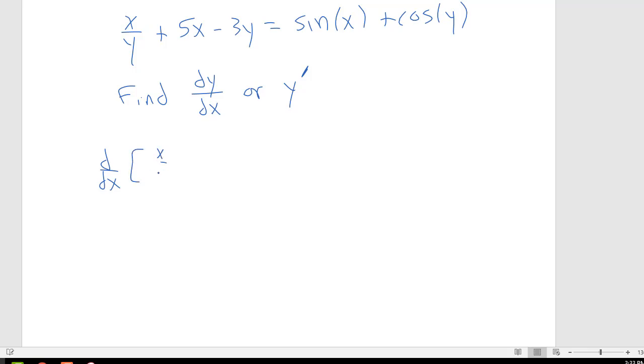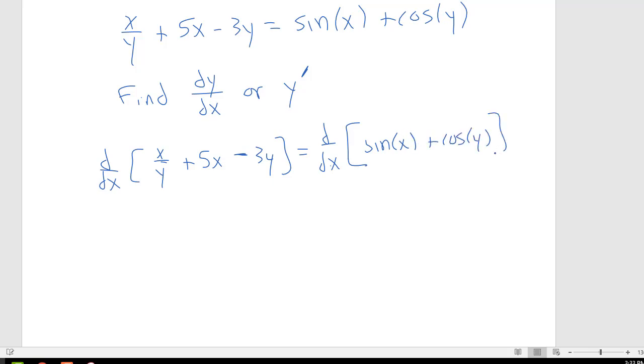So I'm going to differentiate everything on the left-hand side, and then I'm going to differentiate everything on the right-hand side. Again, I'm differentiating with respect to x because I want dy dx. So that's the order of my derivative in regards to the variable x. So we're treating y as the dependent variable and x as the independent variable, right? That's what Leibniz notation tells us.